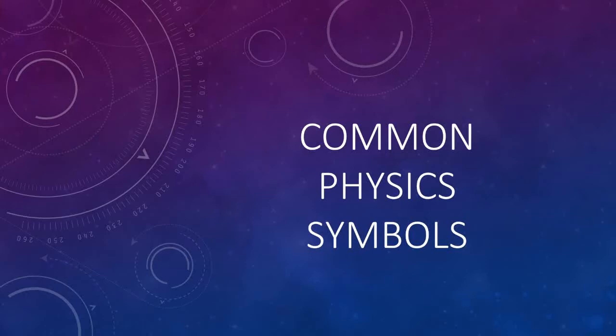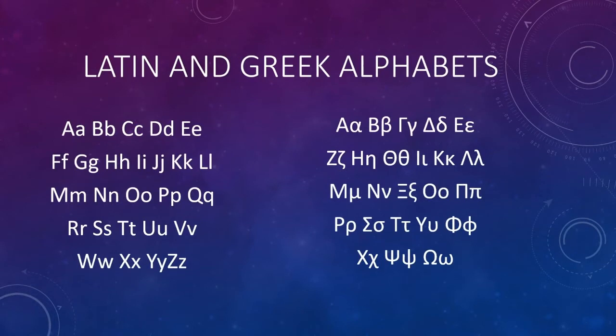Hello, in this video we're going to be looking at some common physics symbols. Now, learning physics is a lot like learning a new language, complete with its own alphabet. And unfortunately, we don't just have the Latin alphabet, we have the Greek alphabet as well. And although that looks like a lot of symbols, it's still not enough. There are more physics variables than there are symbols, so not every symbol is going to have a unique identifier.